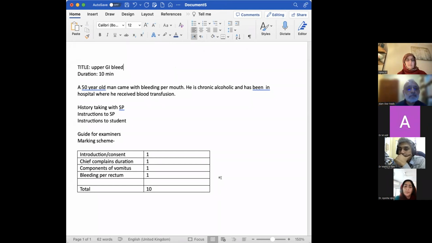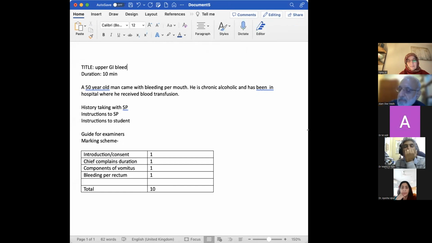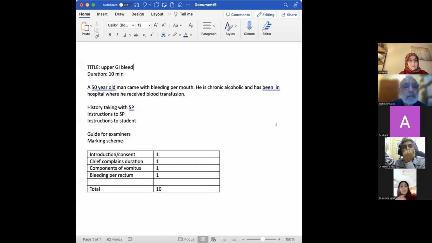We are group 1 and we selected the topic of upper GI bleed. We gave it a duration of 10 minutes and we were working on the history taking segment of that. We were able to write down a scenario, sort of a 50-year-old man who came with bleeding per mouth and is a chronic alcoholic and has been in hospital where he received a transfusion. Sort of a short storyline.